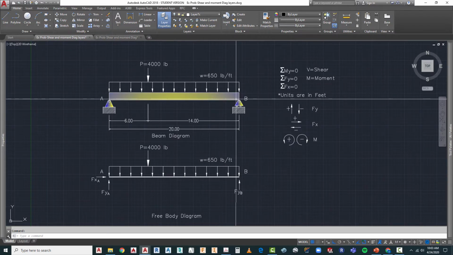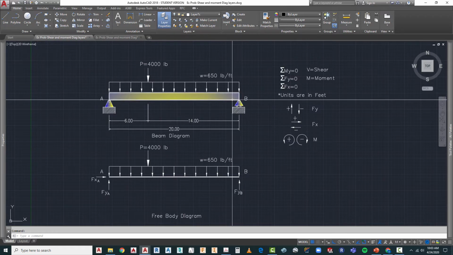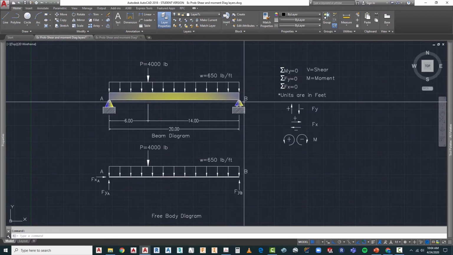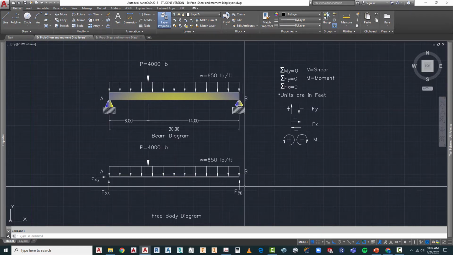On the right-hand side, remember that we had a roller connection at point B. Well, the roller connection allows for horizontal movement, so we do not have a horizontal reaction force there. We do have our vertical reaction force at Fyb.